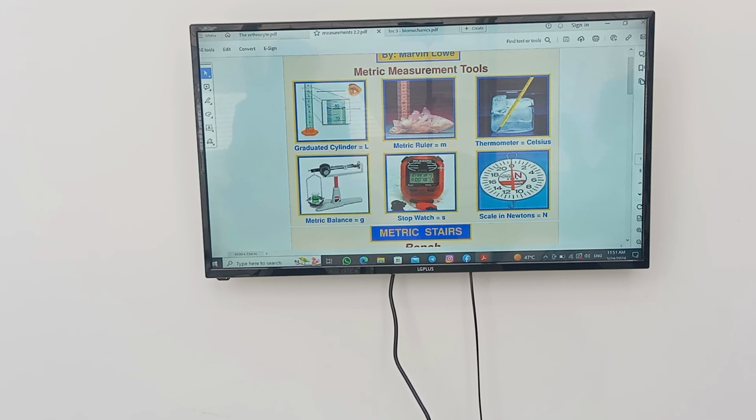A stopwatch's unit is seconds. Of course, a stopwatch is for time. Like maybe in an experiment, there's interaction, or maybe you're adding or removing things, and this needs a specific time. So we use a stopwatch for it, and the unit of it is in seconds. And we have scales in Newton. This is for the weight using gravity. Okay.